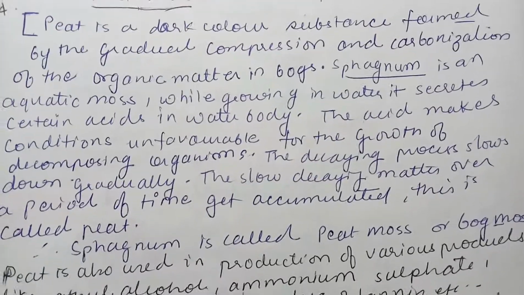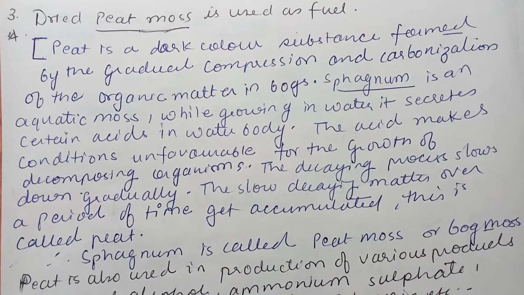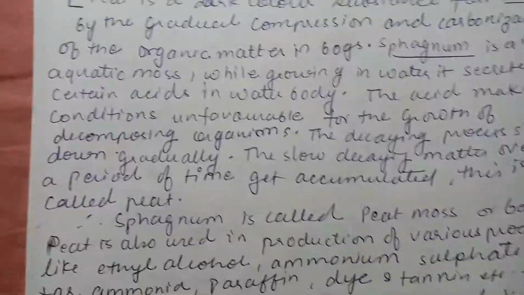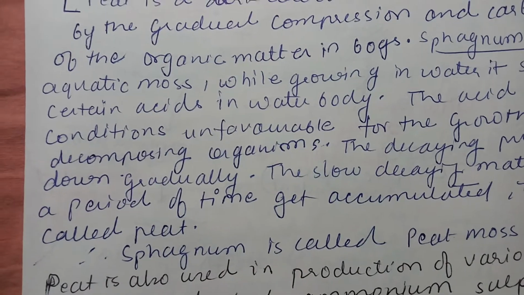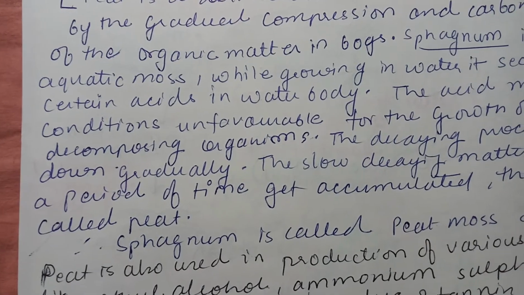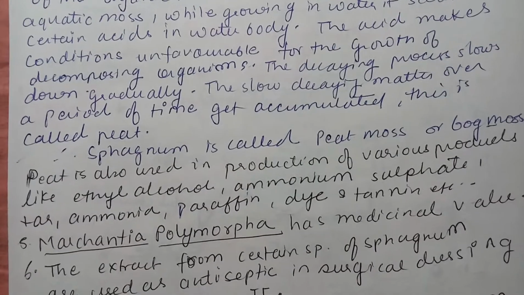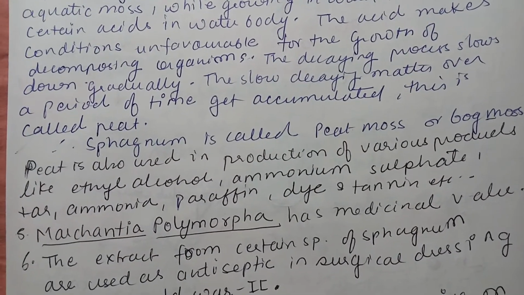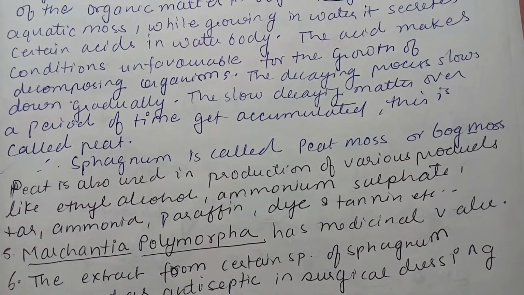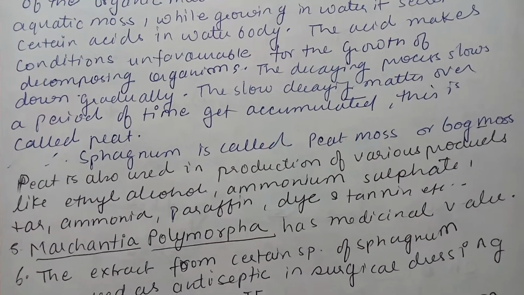So what happened? The decaying process slows down gradually, and the slowly decaying matter over a period of time gets accumulated and forms the peat. You must have heard of the types of coal, and peat is one of those forms. Actually they are not types, they are forms of coal. So this is how peat is formed from the moss. Sphagnum is called peat moss or bog moss. Peat is also used in the production of various fuels like ethyl alcohol, okay, and it is also used in the preparation of ammonium sulfate, tar, ammonia, paraffin, dye, tannin, etc.